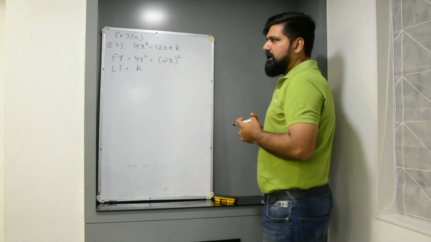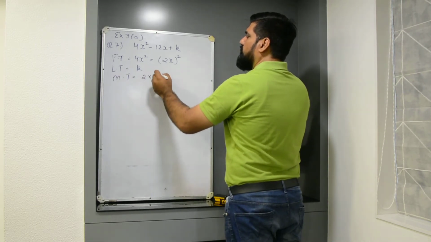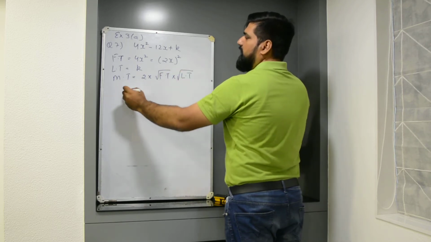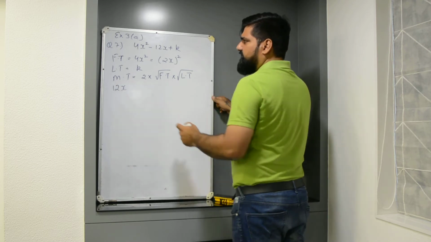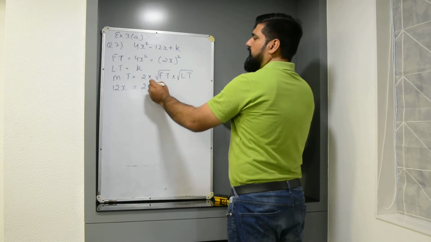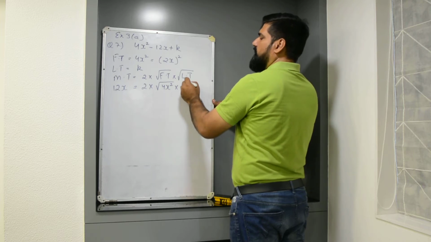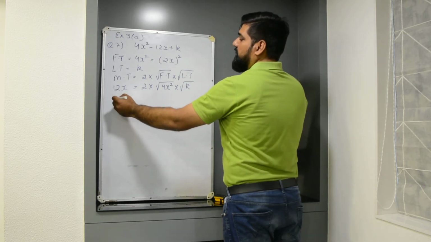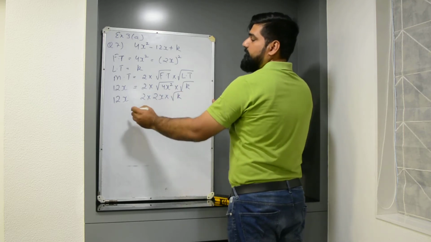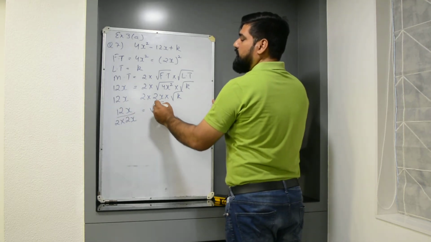We don't know the value of k, but yes, the middle term should be equal to 2 into square root of first term into square root of last term. The middle term we have is 12x. Right now we can ignore the sign. It will be 2 into square root of 4x square into square root of k. So 12x is equal to 2 into 2x into root k. So 12x upon 2 into 2x is equal to root k.